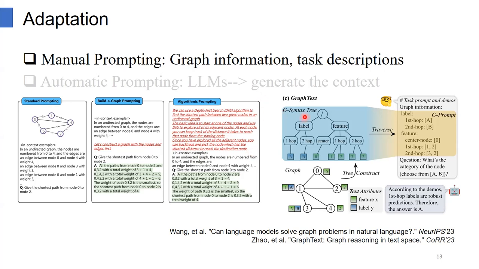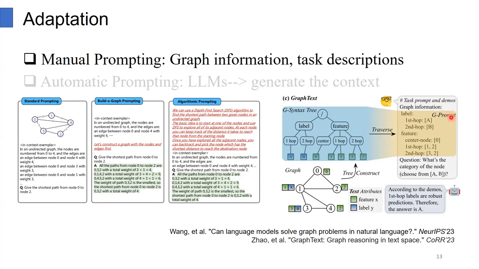Another work here is the syntax tree we talked about earlier. So we can give the language model some demonstrations. For example, we can give them the label of the first-hop node.